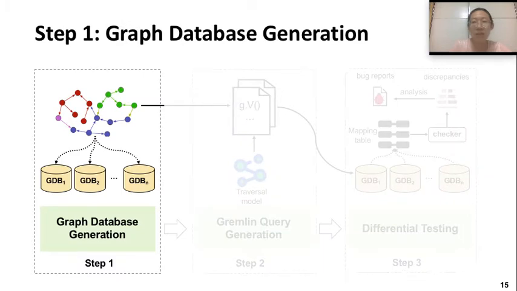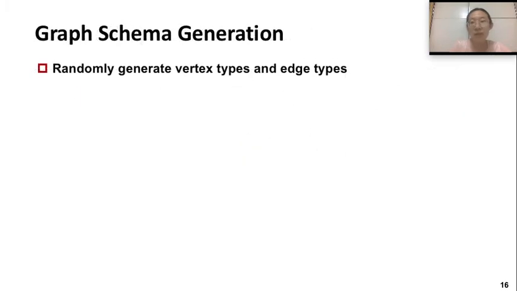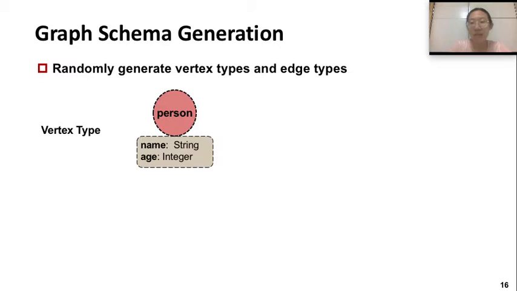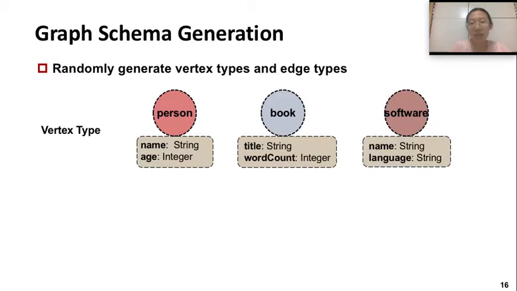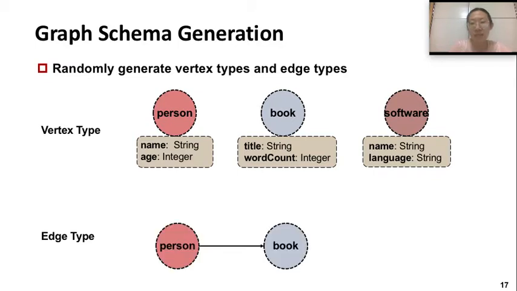The first step is to generate the graph database. GRound first generates the graph schema, including vertex types and edge types. Especially for each vertex type, we first randomly generate its label name, and then we generate a set of property types, including property name and data type. To generate an edge type, we first randomly choose two vertex types as its incoming and outgoing vertices. Then we use the same way to generate its label name and property types.